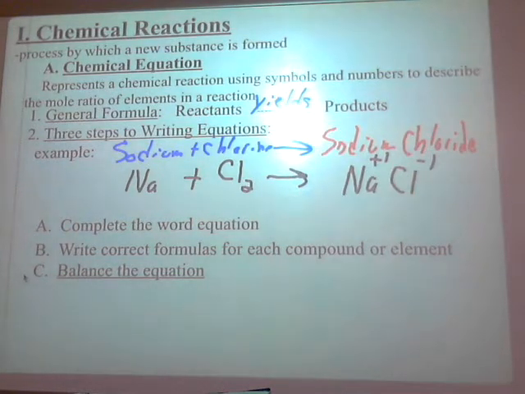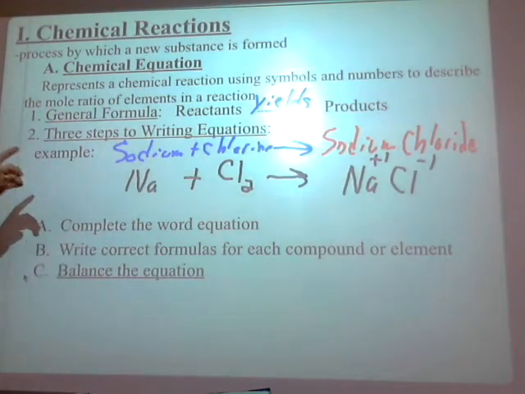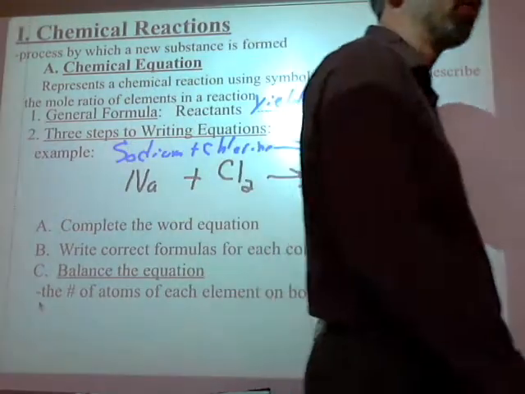And you don't balance it by changing the rules. You don't balance it by changing how you would have written sodium chloride. You balance it with something called coefficients. And a coefficient is the same thing it is in math class. A coefficient goes in front of a number in math class, right? And that's where it goes here. It does not change the subscript. So you balance the equation. The number of atoms on both sides still has to be the same. And we're going to use coefficients to do that.